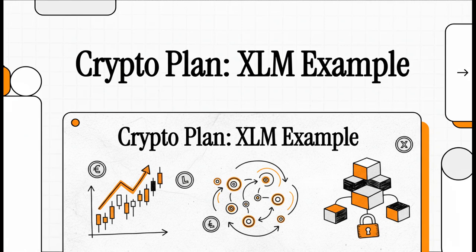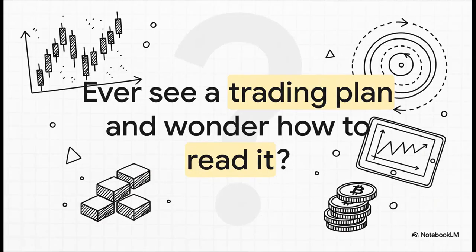All right, today we're going to do something super practical. We are taking a real-world crypto trading strategy and we're going to tear it down piece by piece so you can see exactly how these things are built and what they're trying to do. You've probably seen these, right? These trading plans floating around online. They're full of numbers, zones, targets, and you just kind of stare at it and think, okay, what am I even looking at here? How is anyone supposed to read this?